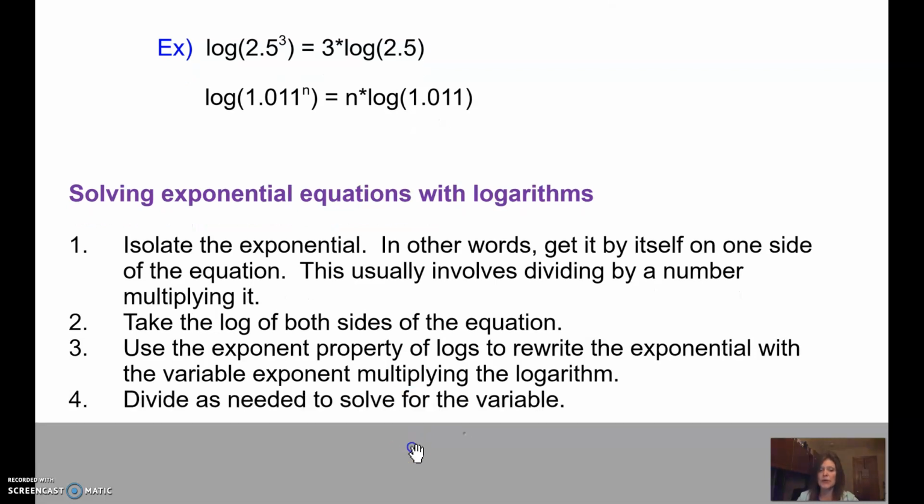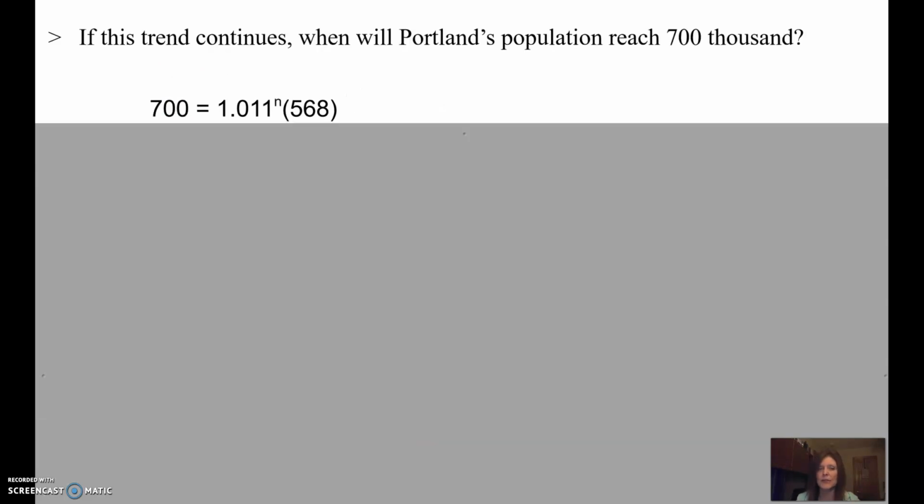And then we're going to usually divide to get the variable by itself. Okay, I know that's very abstract, so let's take a look at an example. In a previous problem, we looked at the situation in Portland and population growth, and we were trying to determine when the population would reach 700,000. And we said that we were really needing to solve the equation 700 is equal to 1.011 raised to the nth power times 568. So what I'm going to do is apply that process we just talked about.